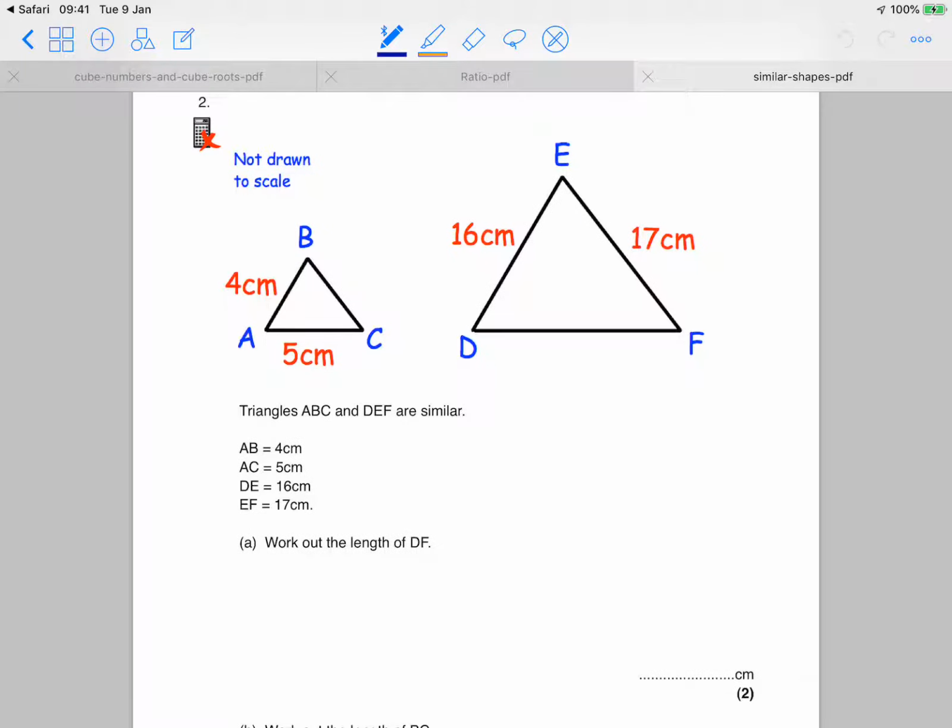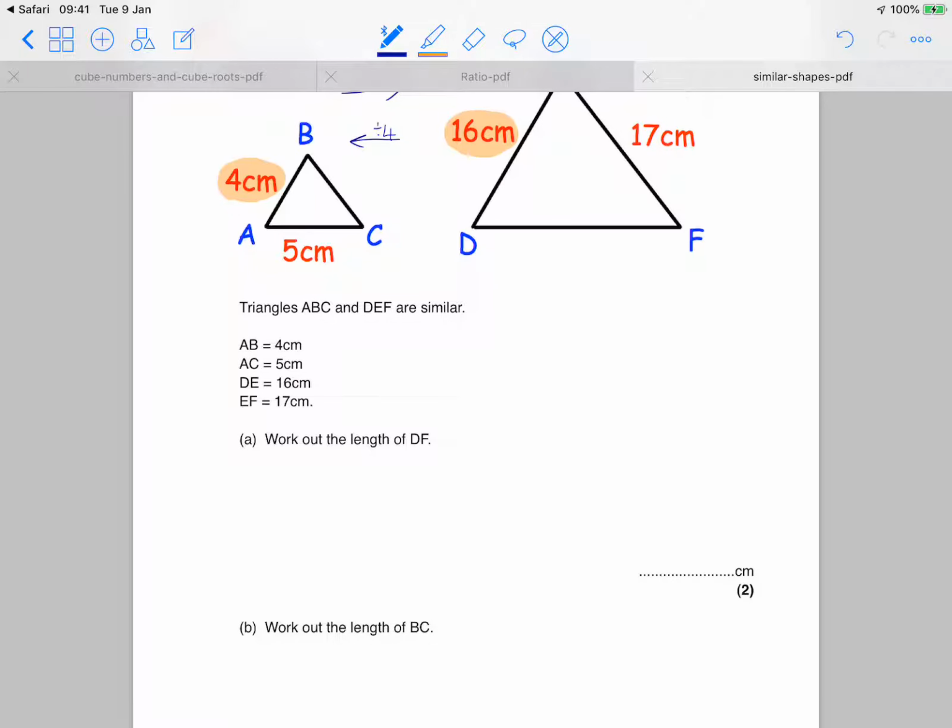Question B. So you need to look for a pair of corresponding sides that you can come up with that scale factor before you start. So this 4 centimetres here and this 16 centimetres here are in the same location, so they correspond. And to get from 4 to 16, it must have been multiplied by 4. So for the whole question, all of the sides would be multiplied by 4. And if I wanted to go the other way, and I wanted to go to the smaller triangle, I would be dividing by 4.